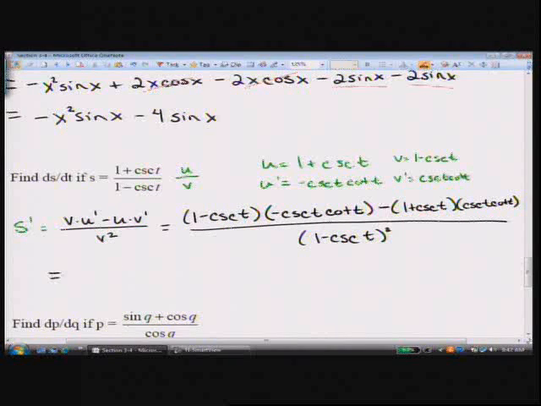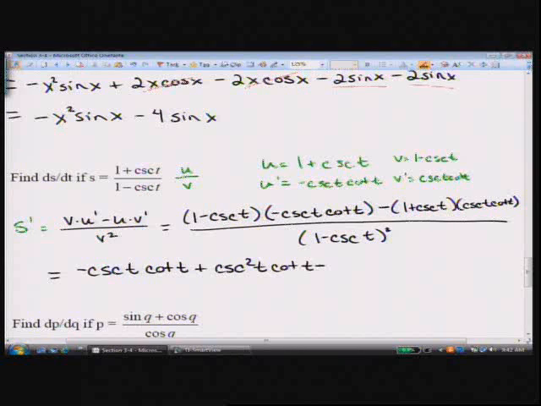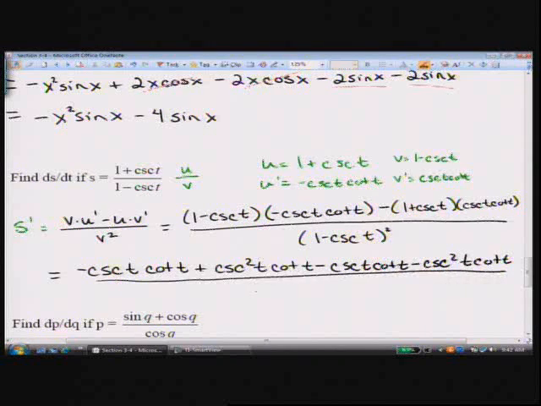Okay, now, boom. I'm going to use a distributive property here. I get negative cosecant t cotangent t plus cosecant squared t cotangent t minus, distributive property here, yay, cosecant t cotangent t minus cosecant squared t cotangent t all over 1 minus cosecant t quantity squared.